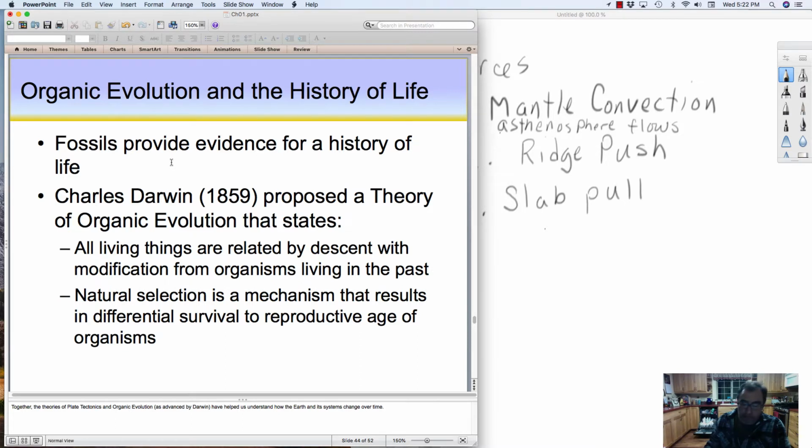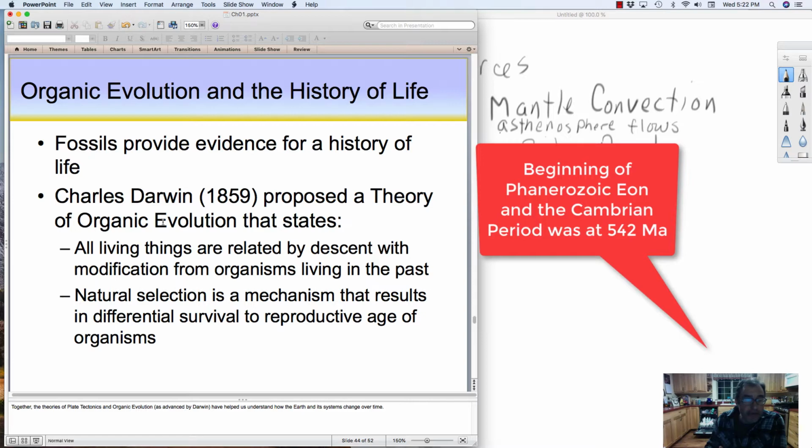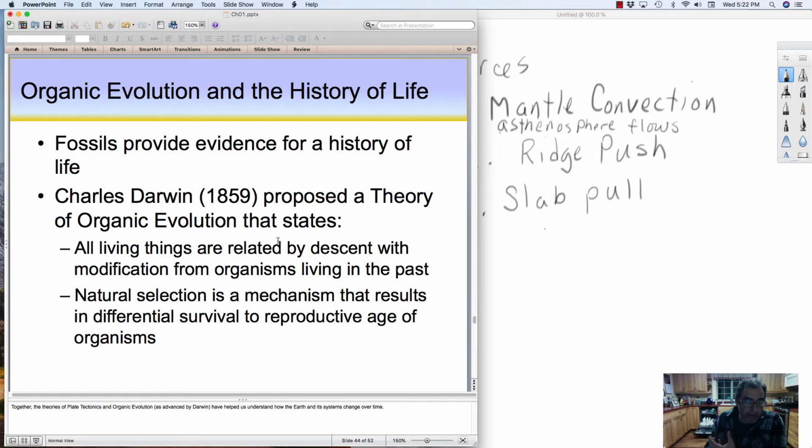The last part of the chapter discusses organic evolution and geologic time. Fossils provide evidence of life in the past, and we see that life has changed quite dramatically in the last 542 million years. Darwin proposed this theory of organic evolution, that all living things are related by descent with modification from organisms that lived in the past, right? And that nature selects those individuals with the right adaptations or traits to reach reproductive age and have offspring.